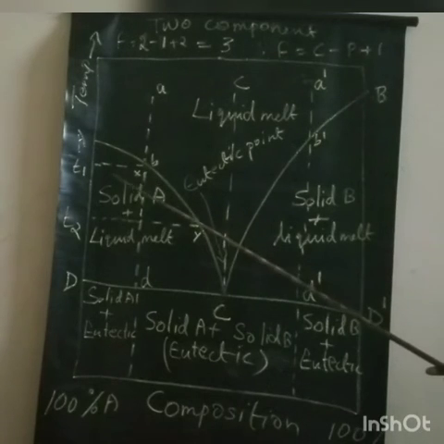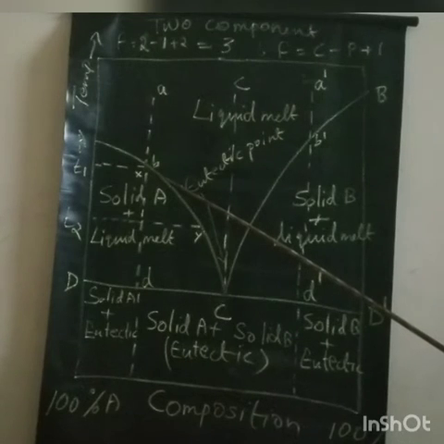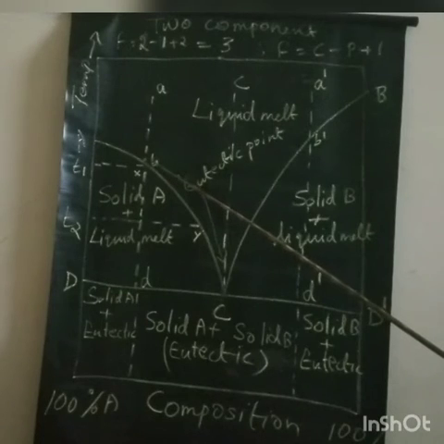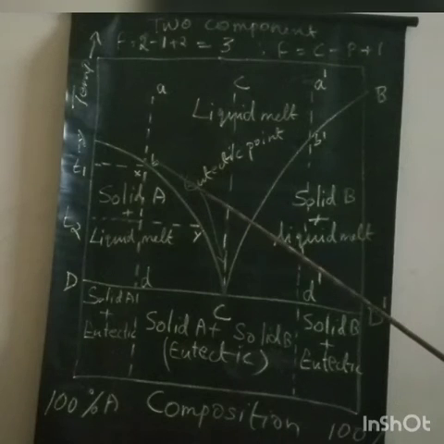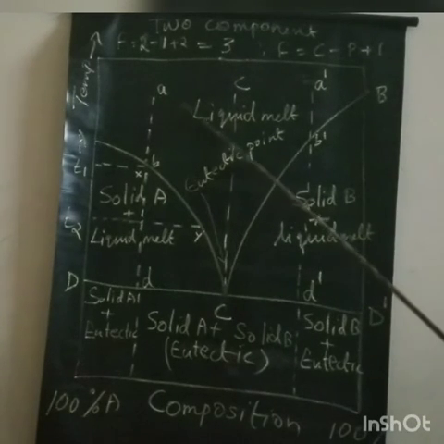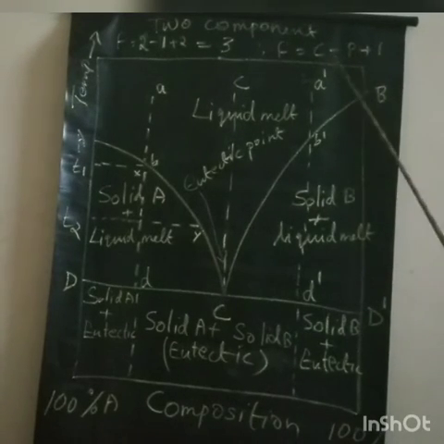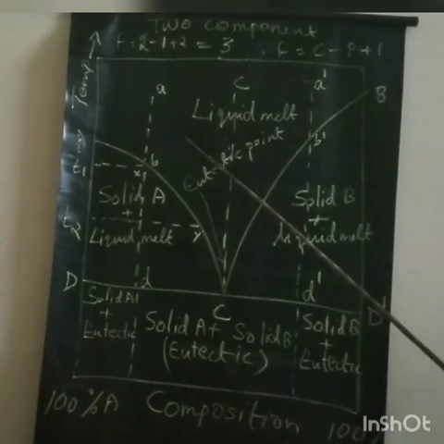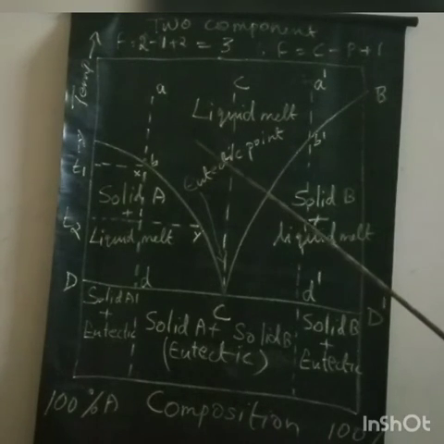And the temperature corresponding to this is T1. At temperature T1, A starts crystallizing out. The system now consists of two phases: crystallized solid A and liquid melt, and therefore it is a monovariant system. F = C - P + 1 = 2 - 2 + 1, which is monovariant. With A crystallizing, the two-phase system will be monovariant. The temperature will fall only with a change in composition of the liquid phase.